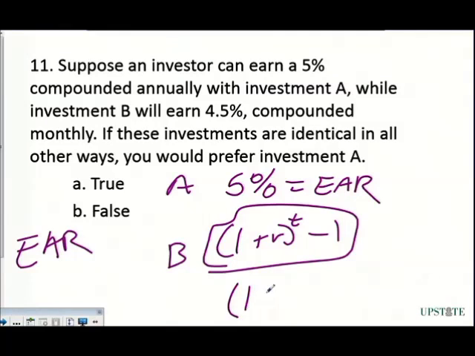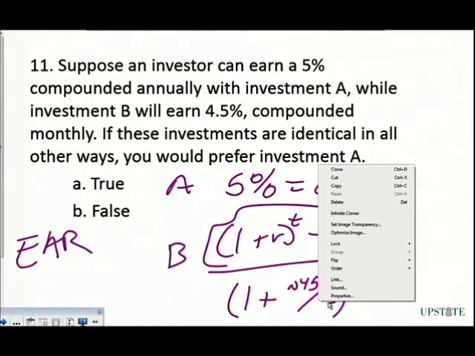So when we do this, it's going to be 1 plus 0.045, and our t here is still 1. Then we're going to divide this by the number of compounding periods, which is 12.